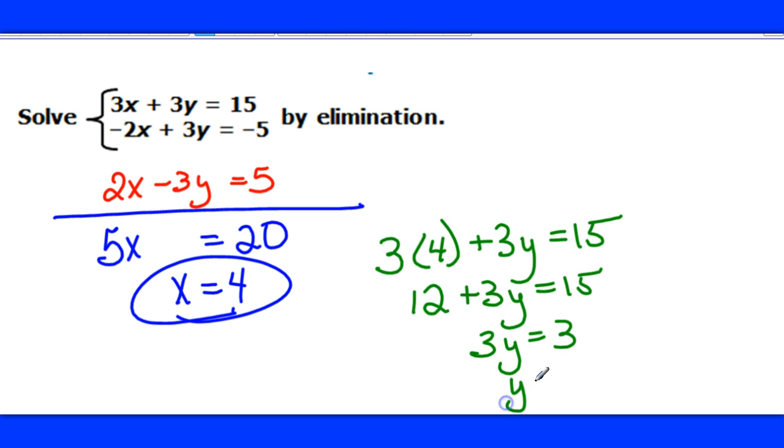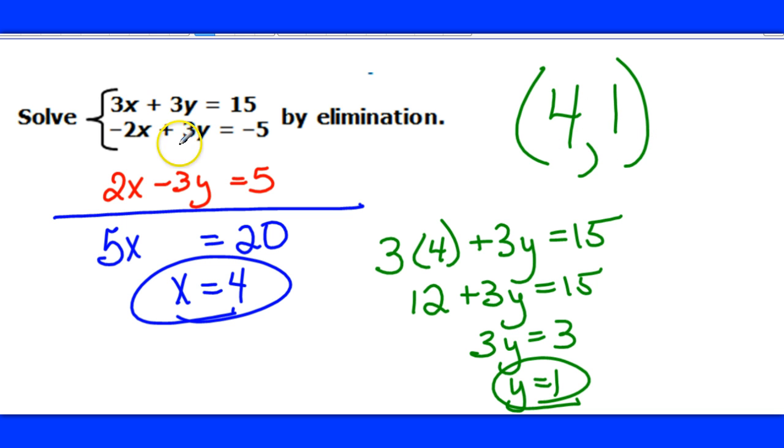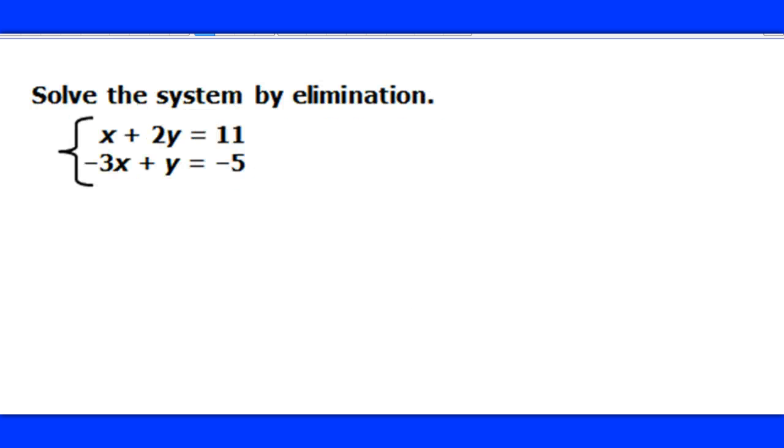Divide both sides by 3. Y is equal to 1. The solution to this system is the ordered pair 4, 1. Again, if I were to graph these two lines on the same coordinate plane, they would cross over at 4, 1. Okay, let's try this next one here.